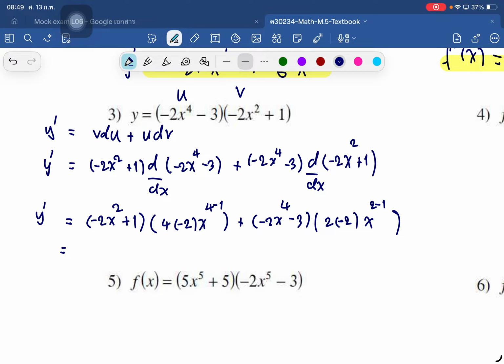Okay? Now note this one in number 4. I leave the rest to your practice. And once you finish this one, we move to another worksheet, the quotient rule.